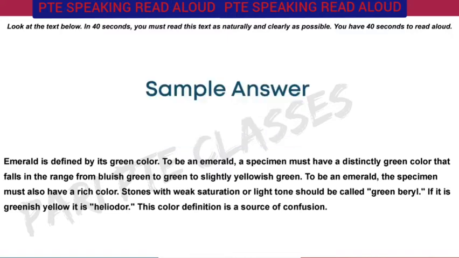Emerald is defined by its green color. To be an emerald, a specimen must have a distinctly green color that falls in the range from bluish green to slightly yellowish green. To be an emerald, the specimen must also have a rich color. Stones with weak saturation or light tone should be called green beryl. If it is greenish yellow, it is heliodor. This color definition is a source of confusion.